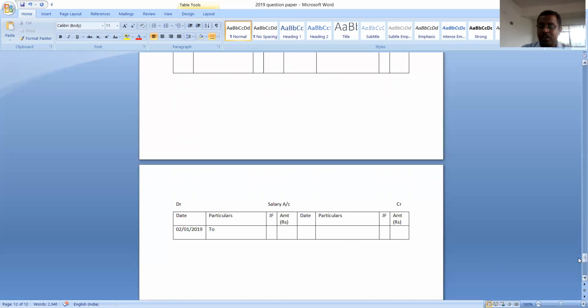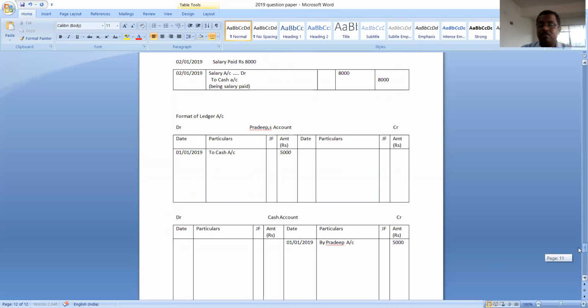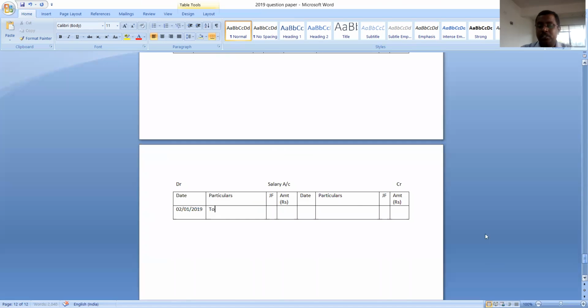See here, what is the journal entry? Salary account debited to cash account. So here is the salary account and it is debited. Move towards the debit side of the salary account. In the particulars column, write the name of the account that is credited, the cash account. So on the debit side of the salary account, in the particulars column, write "To cash account". How much salary is paid? Rupees 8,000 is paid. Okay. So as I told you, every business transaction will affect how many accounts?